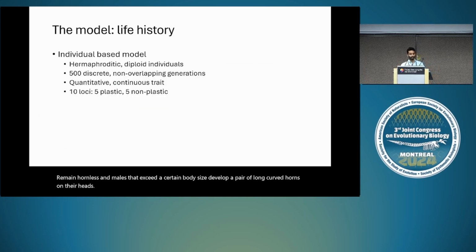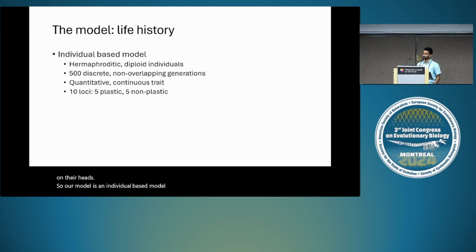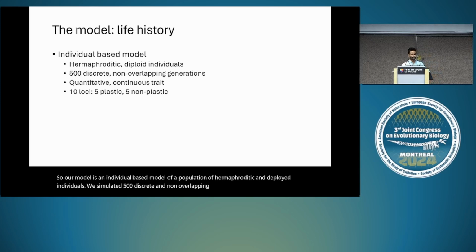So our model is an individual-based model of a population of hermaphroditic and diploid individuals. We simulated 500 discrete and non-overlapping generations, and each individual has a single quantitative continuous trait that's determined by the allelic values at 10 loci, 5 for genes that control the plastic response to the environment, and 5 that determine the non-plastic component of the trait.